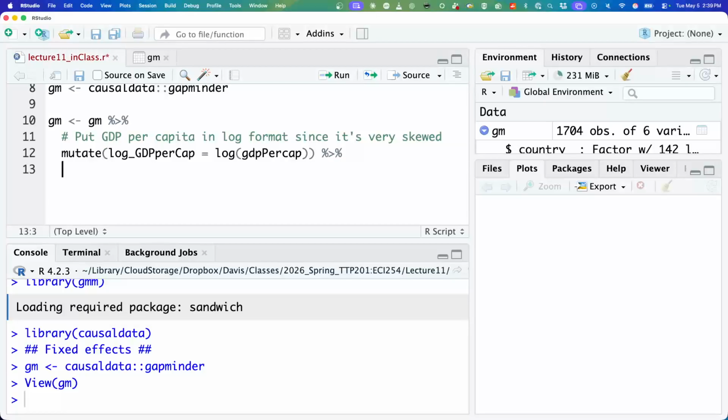So we're creating a new column called log GDP per cap, which is just doing the log of the GDP per cap column. And then we want to perform each calculation by group. So that first step, you're literally doing this in order. The first step, we've created a new column. And then what I want to do is for every country, I want to do some sort of operation.